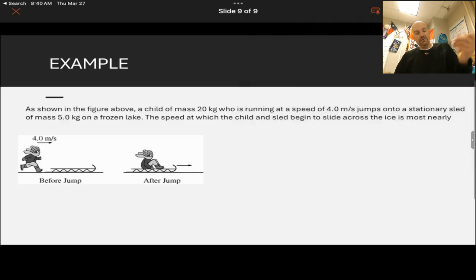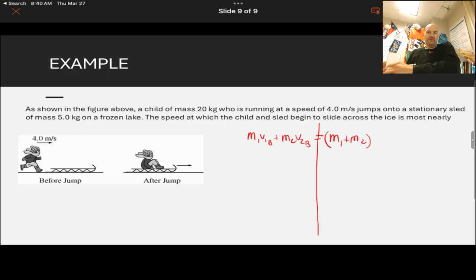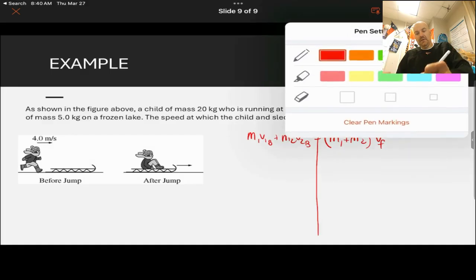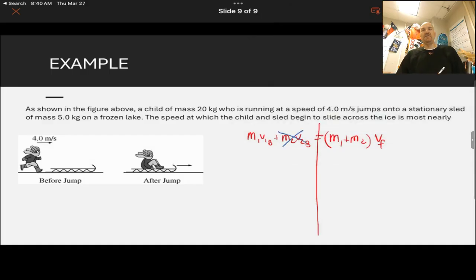And so you can separate this into two different sides. Sometimes I like to keep it organized. Before, you have m1 v1 before plus m2 v2 before. And that's going to equal the total mass, because the child jumps onto the sled, times this common velocity, which is what we're looking for. We know that the sled's velocity is 0, so the before side is just m1 v1. And then we have the total mass times the final velocity.